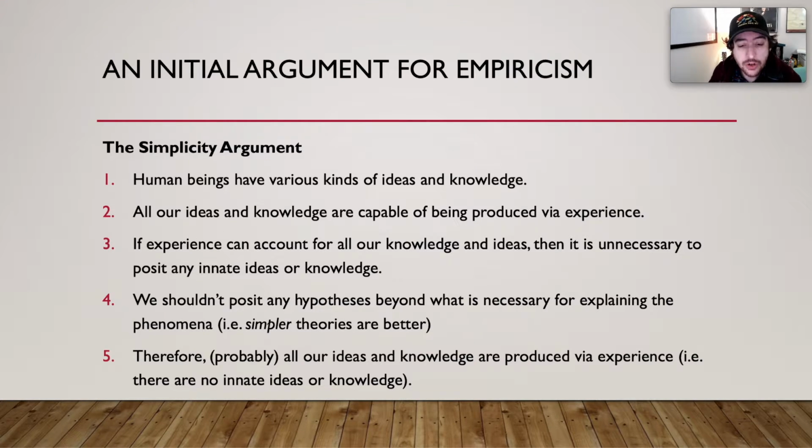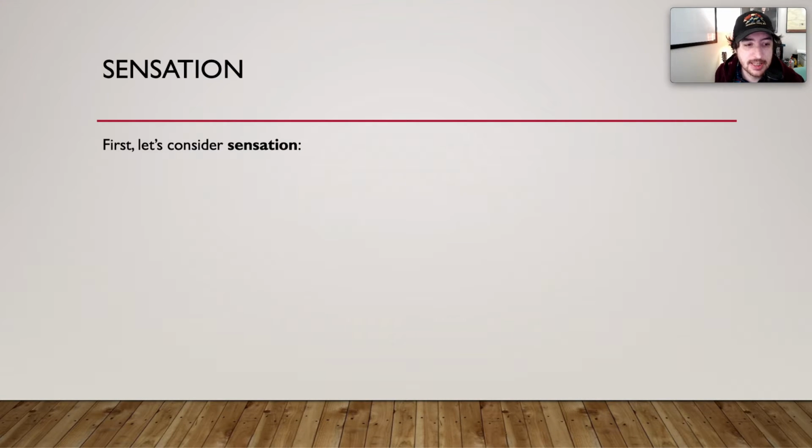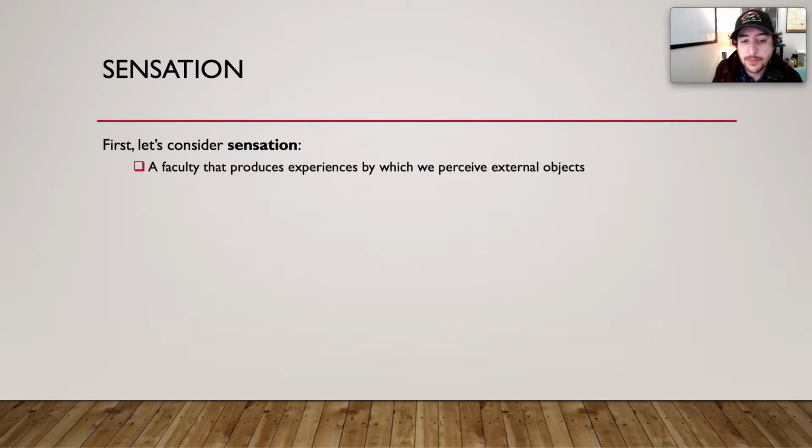In order to make good on this argument, though, Locke needs to defend that premise, that all our ideas and knowledge are capable of being produced via experience. So first, let's consider sensation. This is a faculty that produces experiences by which we perceive external objects.